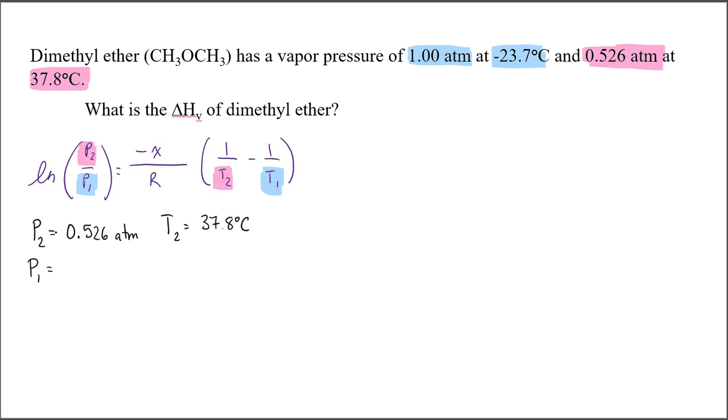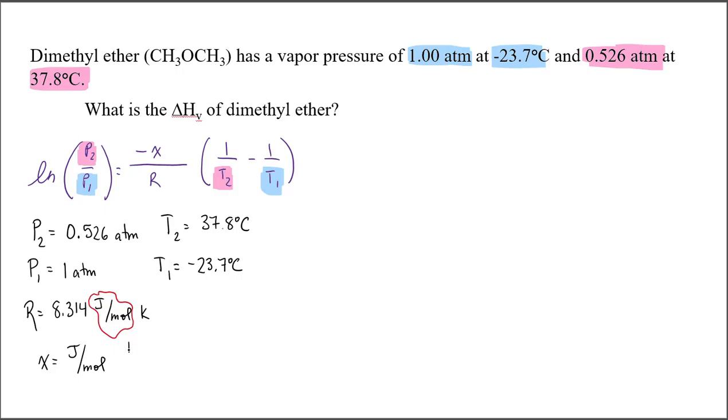Our next set of pressure and temperature is 1 atmosphere at negative 23.7 degrees Celsius. Delta H vaporization is what we're solving for. R is 8.314 joules per mole Kelvin. Make sure your units make sense. Don't just start plugging things in until you make sure that your units match. So our R is in terms of joules per mole, which means that my X is going to be given to me in terms of joules per mole. Most of the time, delta H's of vaporization are given to you in terms of kilojoules per mole. So just keep in mind, this has to match that.